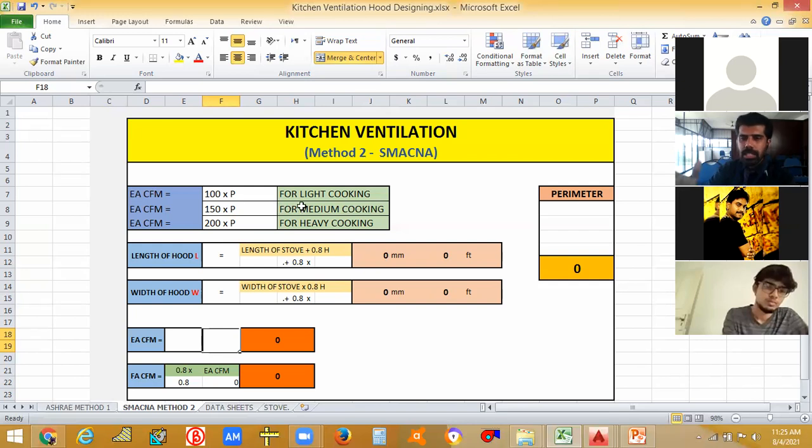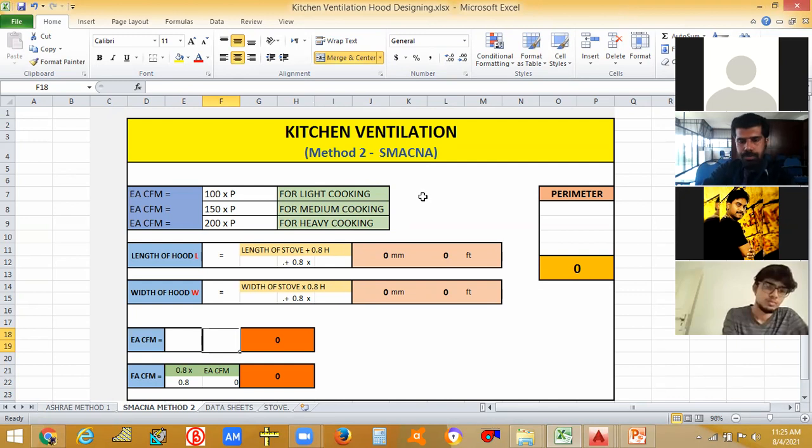So basically for our residences or like that, you can give a medium cooking. If it is some restaurants or something high, you can give heavy cooking. Or if it is something very low cooking, you can just give light cooking also. According to our application and our category, you can choose it.